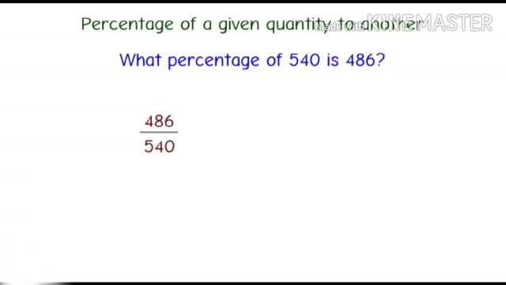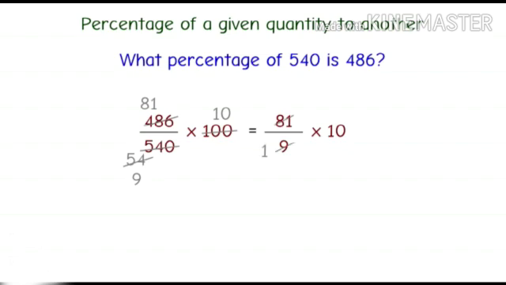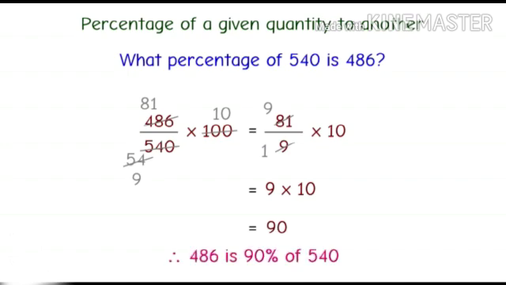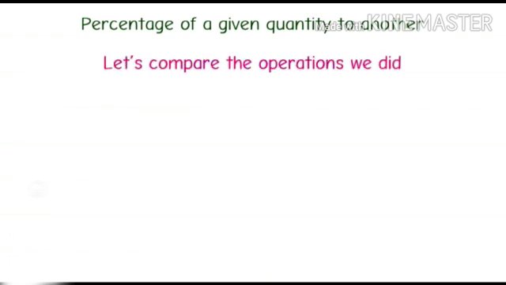So, into 100, and 0, 0 gets cancelled. 54 and 10. 6 in 54, 9 times. In 486, 81 times. Let us see cancellation. 9 into 10, 90. Therefore, 486 is 90% of 540. Let us compare the operations we did.